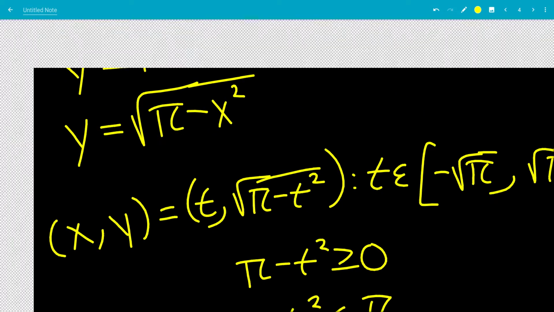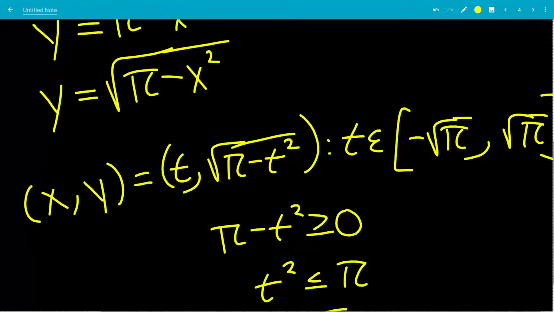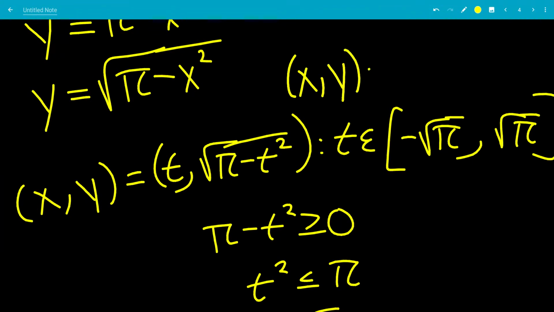Okay, and then we also have the other case that x comma y are both equal to 0.